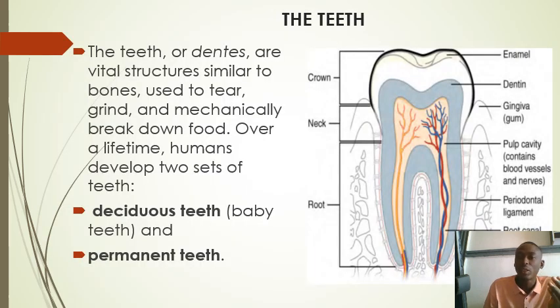Another one, which is more of an accessory organ of the digestive system, is the teeth, or the dentition. They are vital structures, similar to bones, and they are used to tear, grind, and mechanically break down food. Over a lifetime, a human develops two sets of teeth, the baby teeth and the permanent teeth. Baby teeth are also known as the deciduous teeth. On the right-hand side here is the structure of the teeth. We have the enamel, which is the white and hard part. Beneath it, we have the dentine, and inside we have the pulp cavity and the root canal.